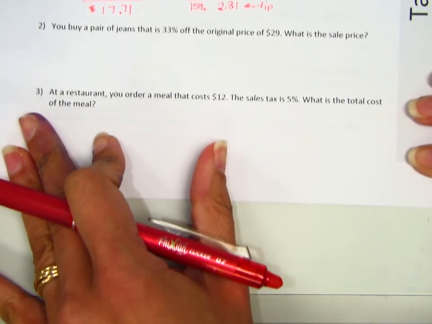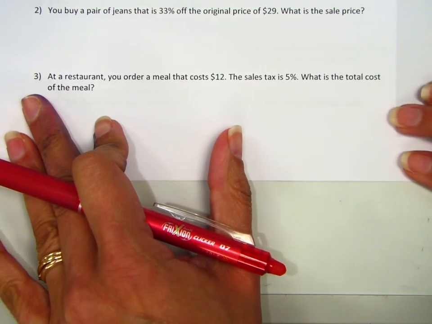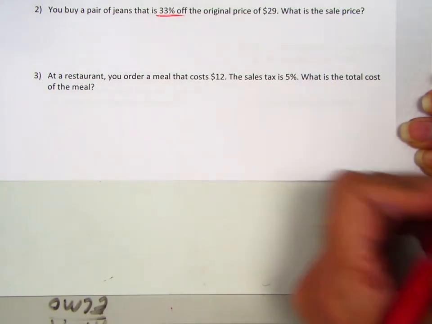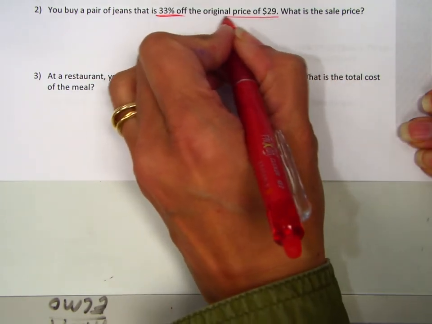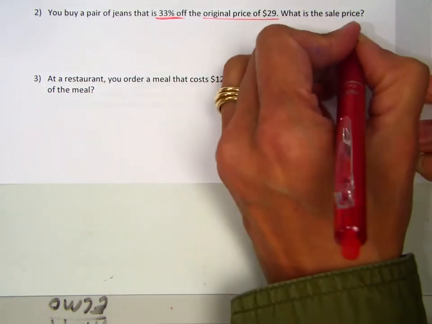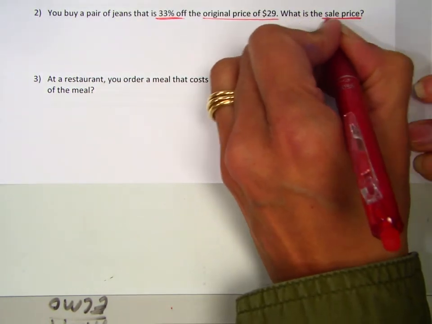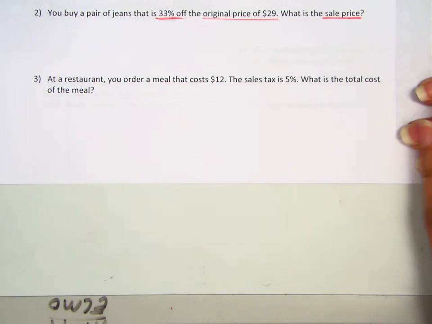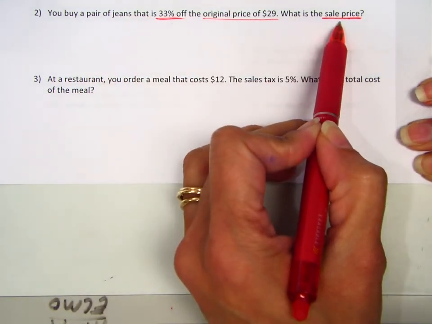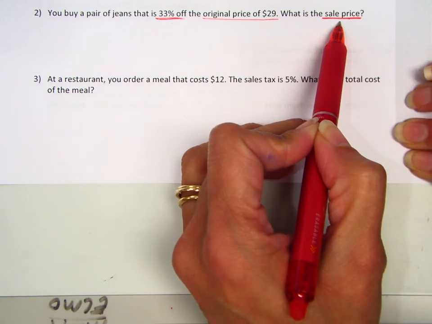Number 2, we're going to buy a pair of jeans that is 33% off of the original price of $29. And I want to know, this is the important part, what is the sale price? Not how much off it is, but what is the final price? What am I going to pay when I get to the cash register?